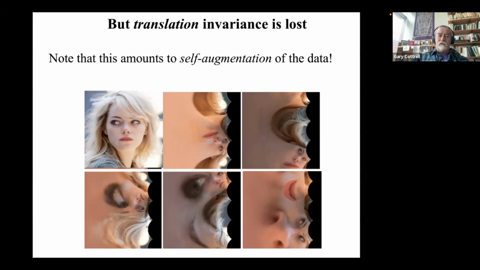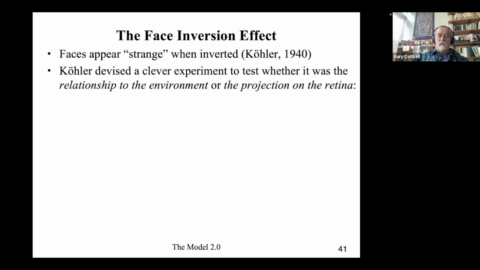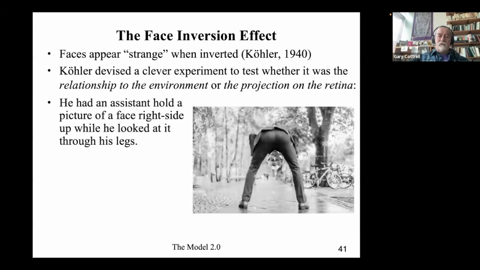So, okay, how does this model account for the face inversion effect? So this was first studied by Kohler, one of the early Gestalt psychologists, and he noticed that faces appear strange when they're inverted. And so he devised a clever experiment. As a Gestalt psychologist, he wanted to know whether this was because of the relationship of the face to the environment, or was it due to the projection on the retina.